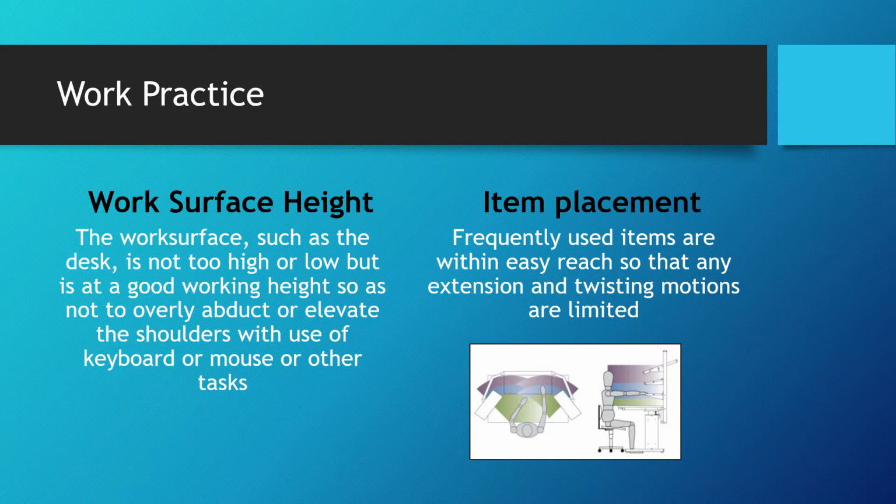As we previously discussed, some of the more outdated nursing stations may have work surfaces that are too high or too low. Ideally, the work surface should be able to be adjusted to a good working height per the individual, so as not to overly abduct or elevate the shoulders with the use of keyboard or mouse or when other tasks are being performed. Items that are frequently used should be within an easy reach so that any excessive extension or twisting motion can be avoided.